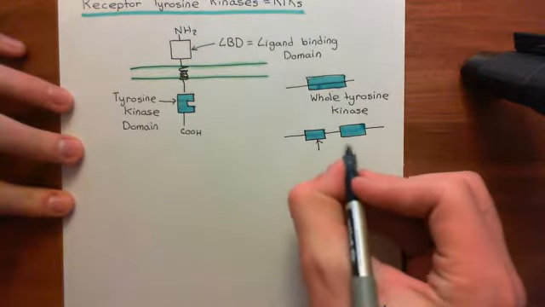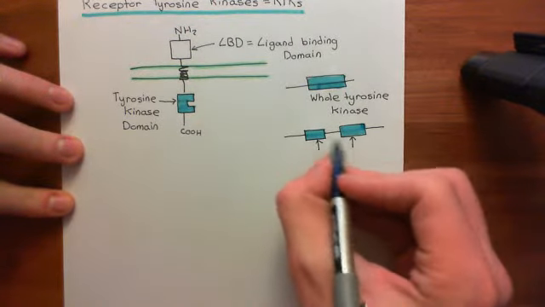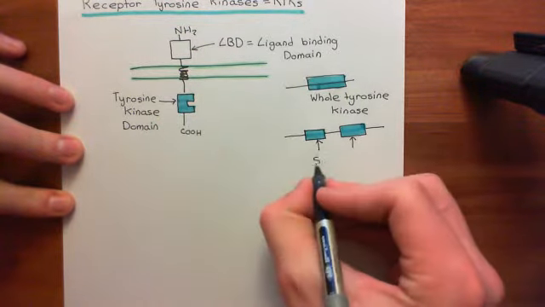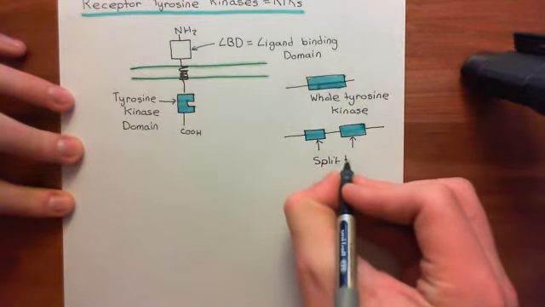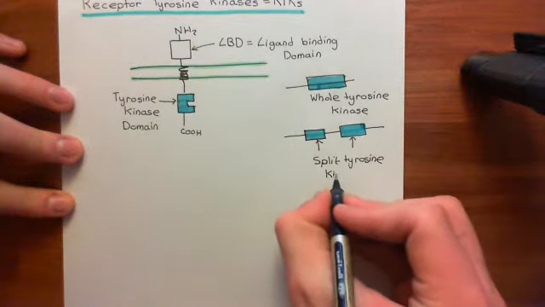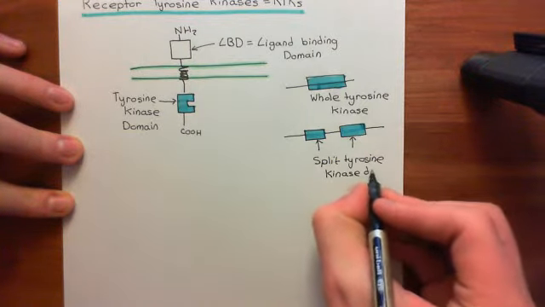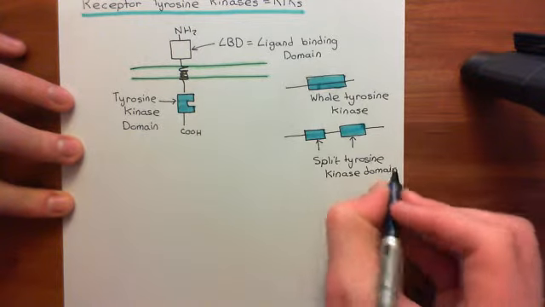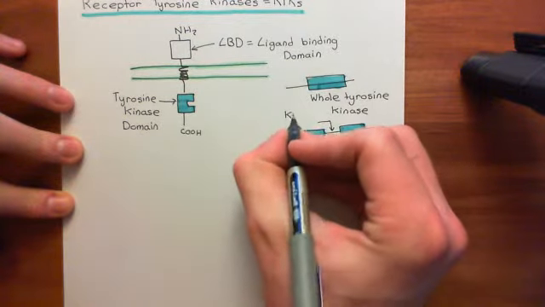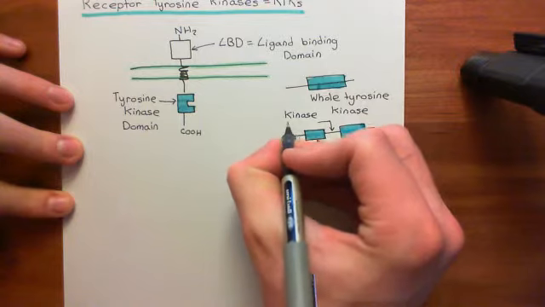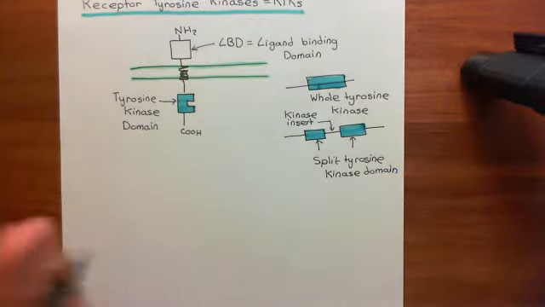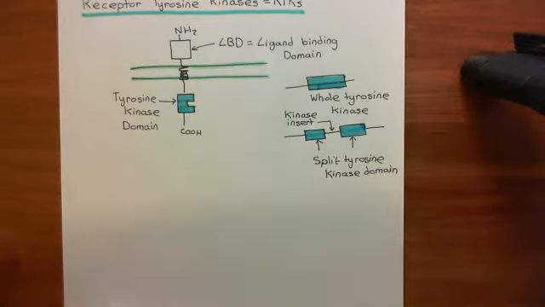So these two portions in the three-dimensional structure, once it's folded up, will come together to make the tyrosine kinase domain. So this is now known as a split tyrosine kinase domain. The portion that sits in between the two halves in the primary structure, which will make up the tyrosine kinase domain in the tertiary structure, is known as the kinase insert. This little section in the middle here is called the kinase insert, because it's inserted in between the two portions which will fold up to make the tyrosine kinase domain.